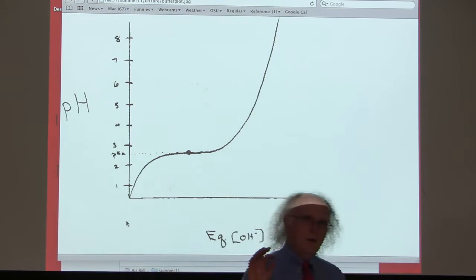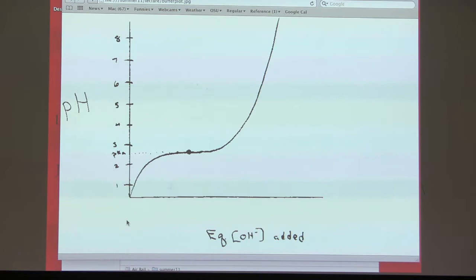Okay? So that's important to understand. It's very important to understand that the maximum buffering capacity is when the pH equals the pKa, which is when salt equals acid. Now, intuitively, this sort of makes sense. It makes very good sense.